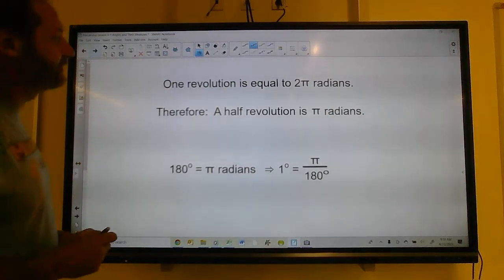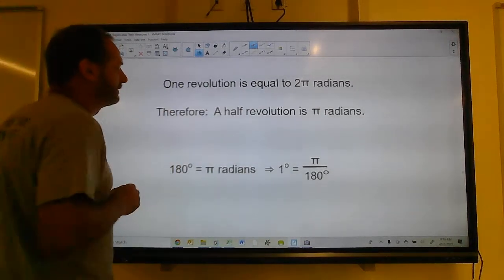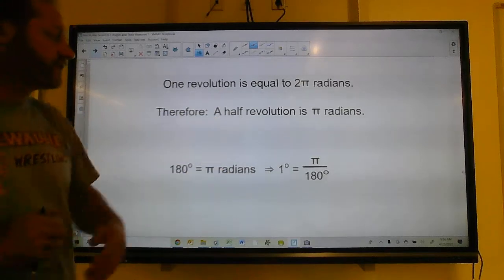1 revolution is equal to 2 pi radians. You need to know that. Therefore, a half a revolution is pi radians.